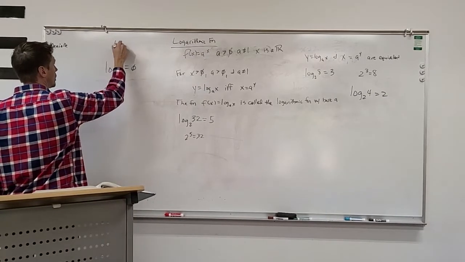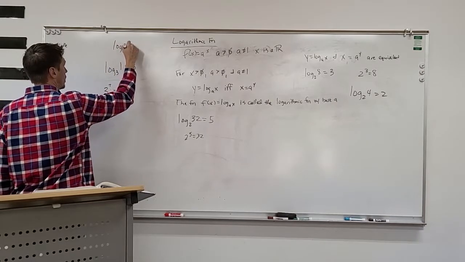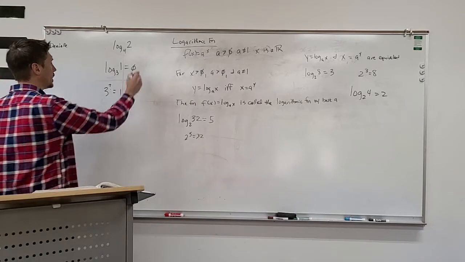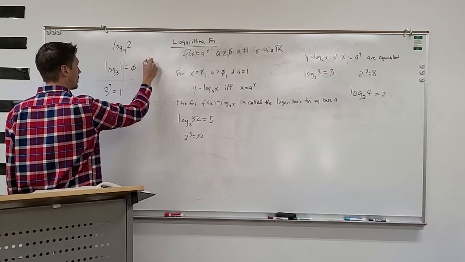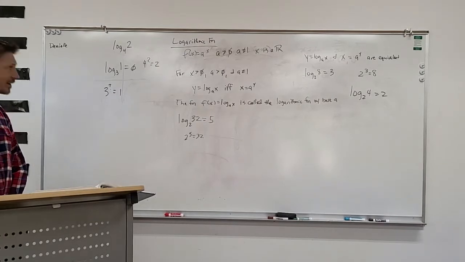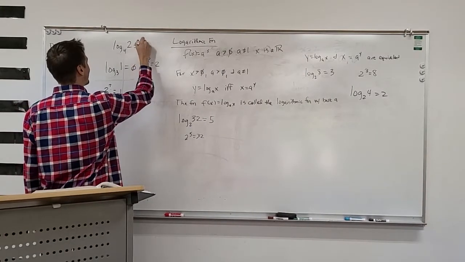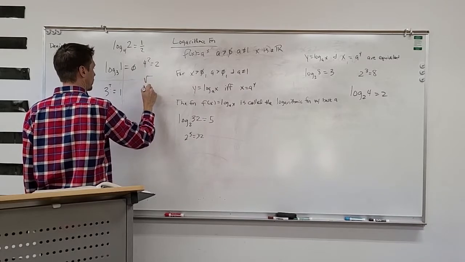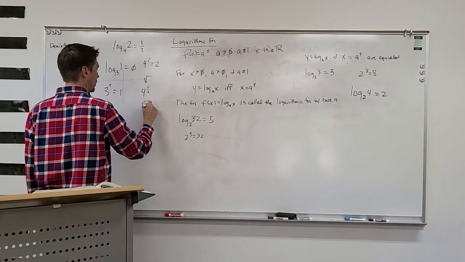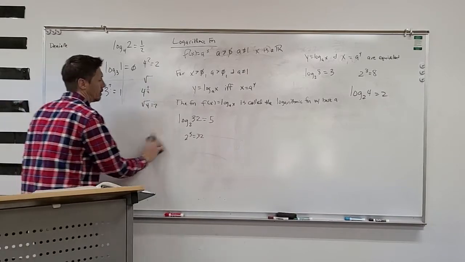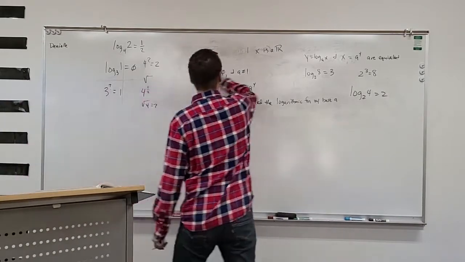Log base 4 of 2. So again, we're saying 4 to what power equals 2? Like half power, right? Because 4 to the half power is the same as the square root of 4, which equals 2. All right, everybody, that makes sense to everybody?